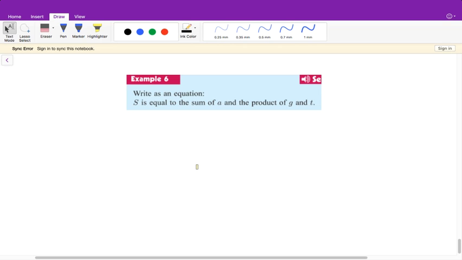All right, I was mistaken. There's one more problem that we need to do, and this is the last one for this section before we move on to Section B. It says, write as an equation: S is equal to the sum of A and the product of G and T.